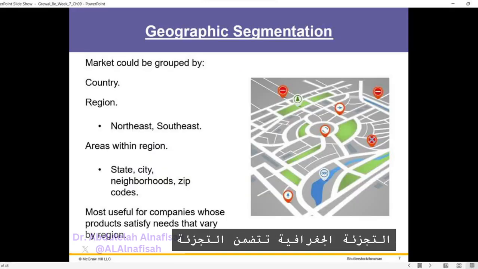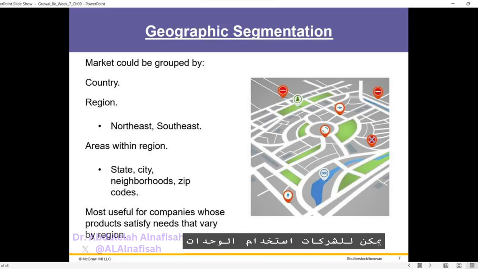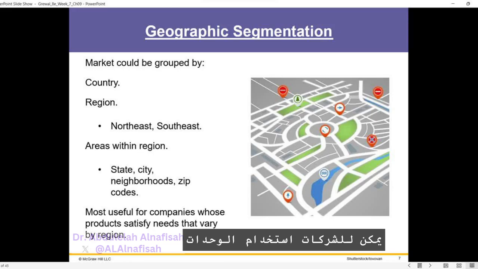Geographic segmentation. Geographic segmentation involves dividing customers into groups based on their geographic location. This segmentation approach allows companies to tailor their marketing strategies to meet the specific needs and preferences of customers in different regions. Companies can use various geographic units for segmentation, including countries, regions, such as Northeast or Southeast, areas within a region, states, cities, neighborhoods, or zip codes.